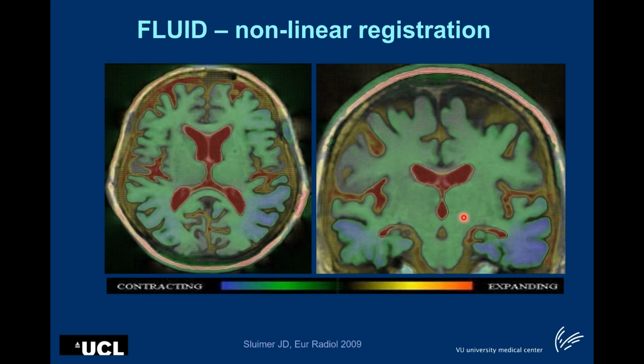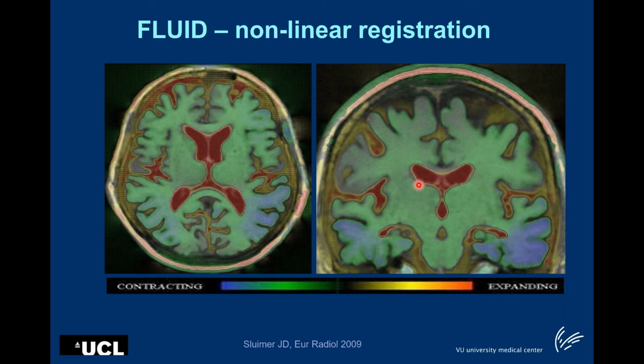So here's a study where we took images from two time points and had the computer register the images to each other. If you then try to glue one onto the other, you have to deform one of the images, which is called a nonlinear registration or fluid registration. It then shows in colors where you need to expand the tissue. For example, the ventricles need to be expanded to fit onto the follow-up image, whereas other areas need to shrink, in green and in blue.